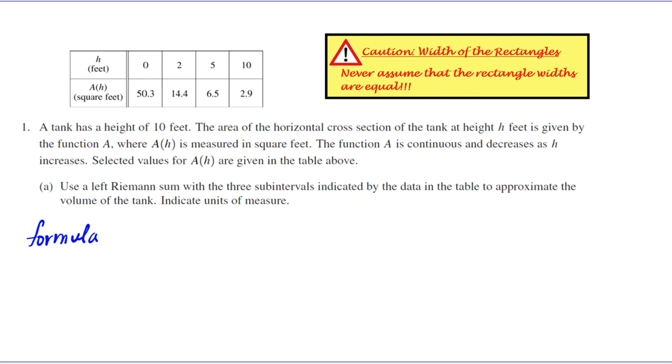So if we want to find the volume given area and height, remember the basic geometry formula: volume is area times height, area of the base times height. But what if you have a variable area of the base? Then you have to make use of calculus tools, okay? So the volume V is given by the integral from a to b of the area of the base with respect to h times dh. Okay, so this is the formula we're going to be using.